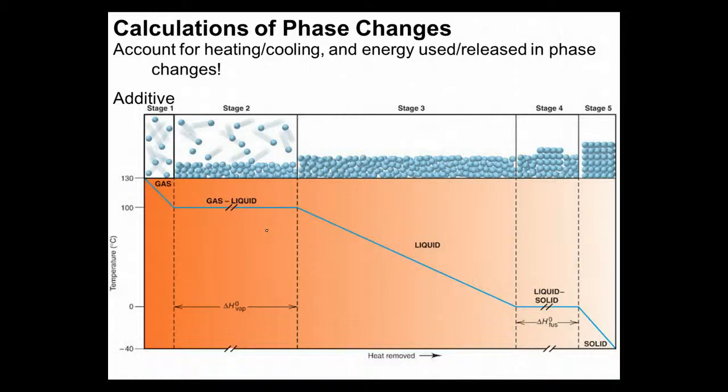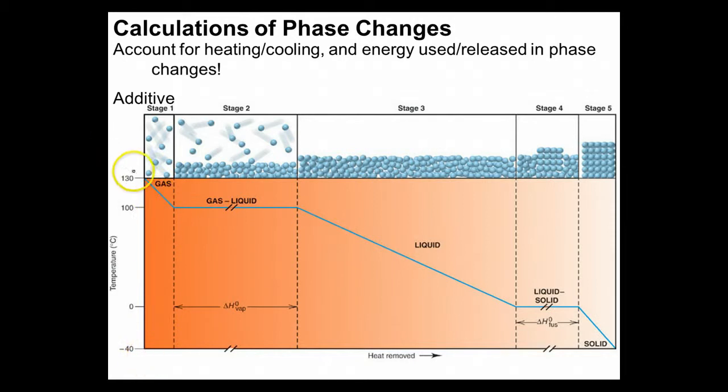So let's see what happens when we stitch together these ideas of heats of sublimation, heats of vaporization, heats of fusion, and also the idea of heat capacity. If we want to know how much energy is required to change from a particular temperature to another temperature, we need to consider every process along the way.